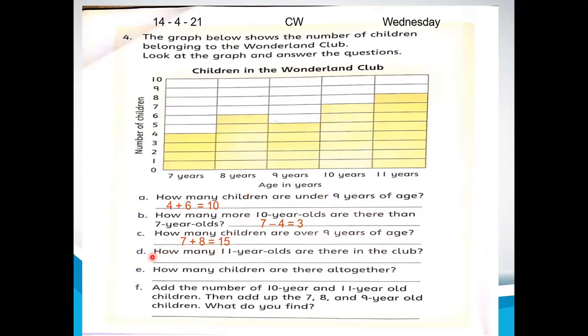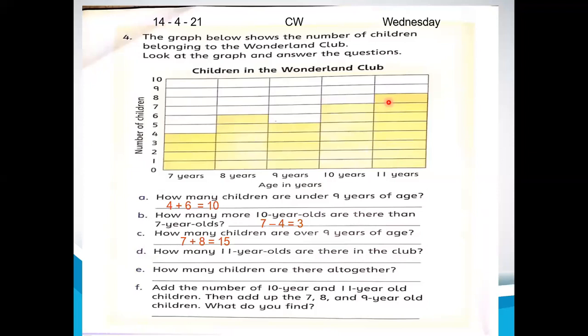Now come to bit number D. How many 11 years old are there in the club? Now see, look at this question here. They have not asked about over and under. They just asked how many 11 years old are there in the club. So we will just look at the column and tell the answer.